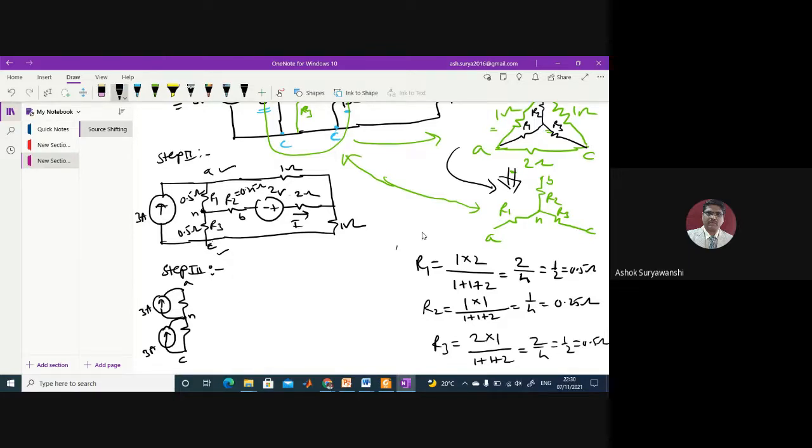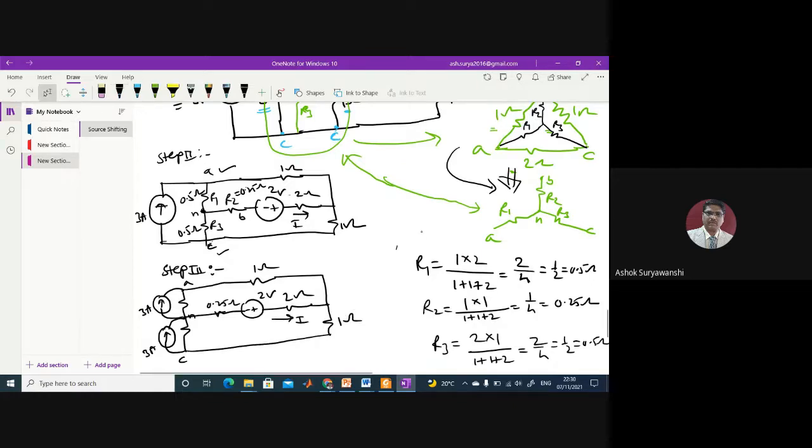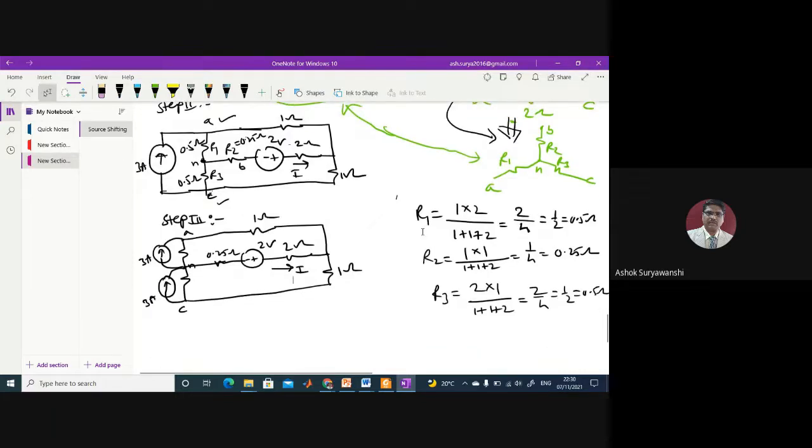So it is the same meaning, right? And then we can draw the remaining circuit diagram. This 0.25, this is minus plus 2 volt, 2 ohm, 1 ohm, and then this is 1 ohm, and this is current I which you have to find out. Step 3. Now step 4.